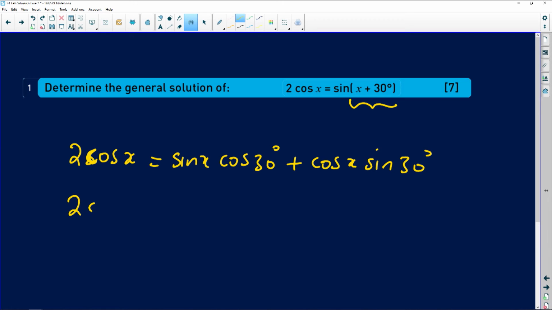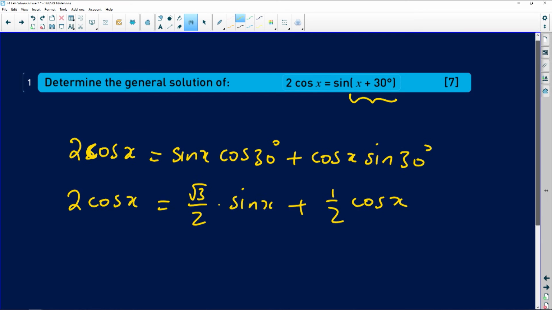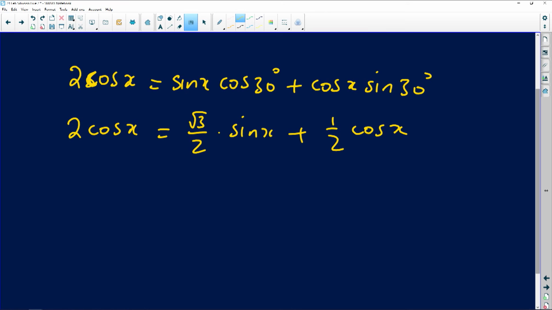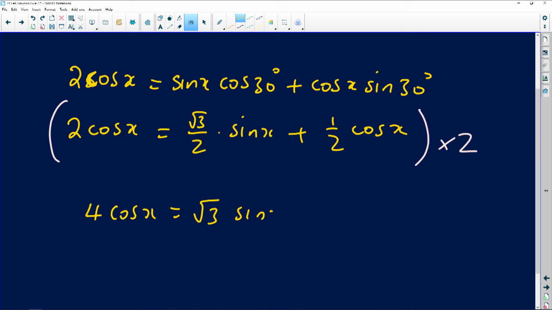Right. This means that 2 cosine of x equals the cos 30, which can be written as the square root of 3 over 2, multiplied by the sine of x, plus the sine of 30, which can be written as a half, multiplied by the cos of x. I don't like all those divided by 2's flying around everywhere. So what I'm simply going to do is multiply everything by 2. I want everything to be doubled because I want to get rid of those denominators. So if you double 2 on the far left, you get 4 cos of x. If you double this, you get the square root of 3 sine of x. If you double half, you get 1 cosine of x.